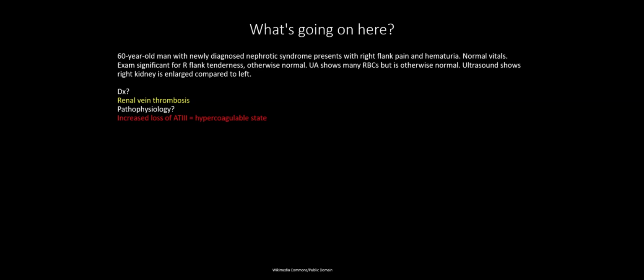So next step in management, if you're suspecting renal vein thrombosis, to confirm that? Next step would be a CT scan. Yep, absolutely. Could do an MR angiography as well, but in most cases, a CT scan would be your next step in management. And what about treatment then?